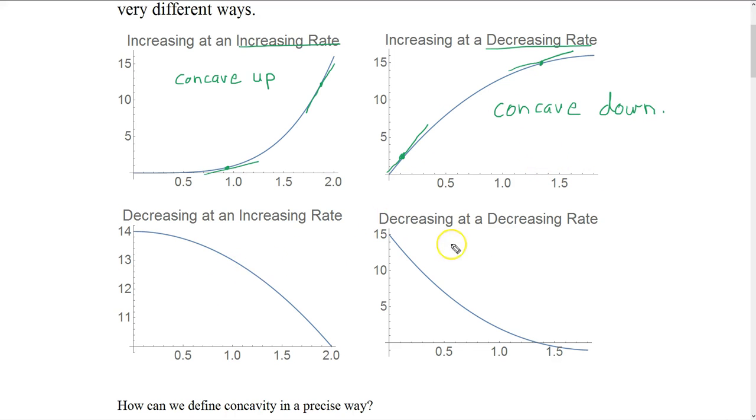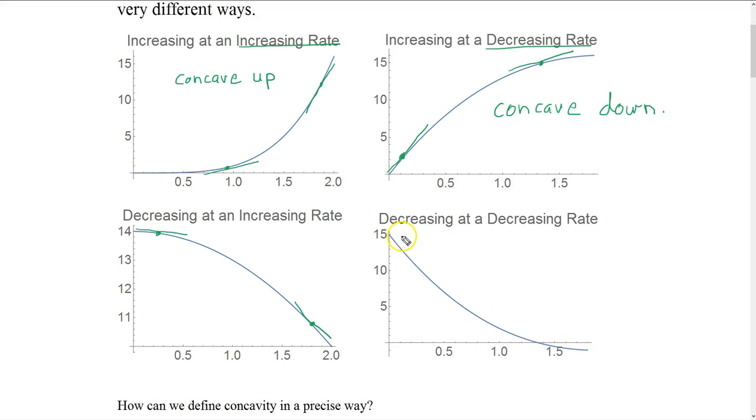We also have the same thing for decreasing functions. Notice this function here, we call this decreasing at an increasing rate. If you look at the slope of your tangent line here, it is a small negative number. And if you move further to the right, notice that the slope of your tangent line here is a much larger negative number. So you are decreasing at an increasing rate for this graph. As you move from left to right, your rate of decrease is picking up speed. You're decreasing at an increasing rate.